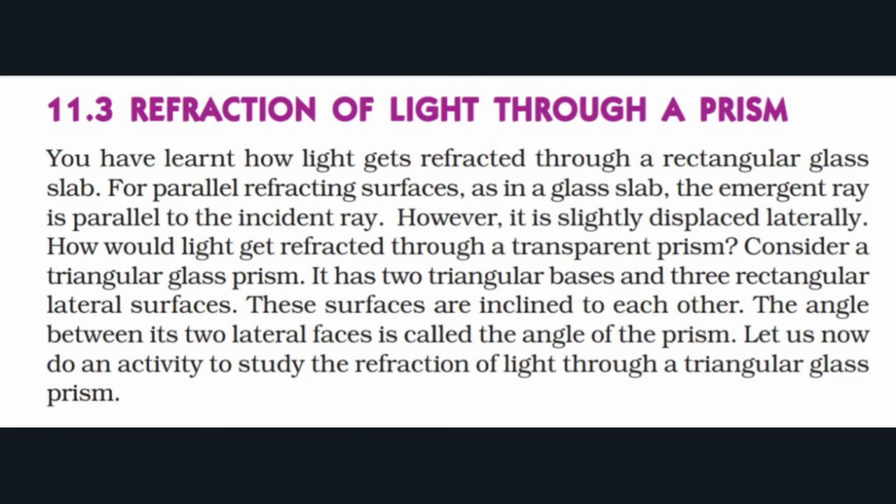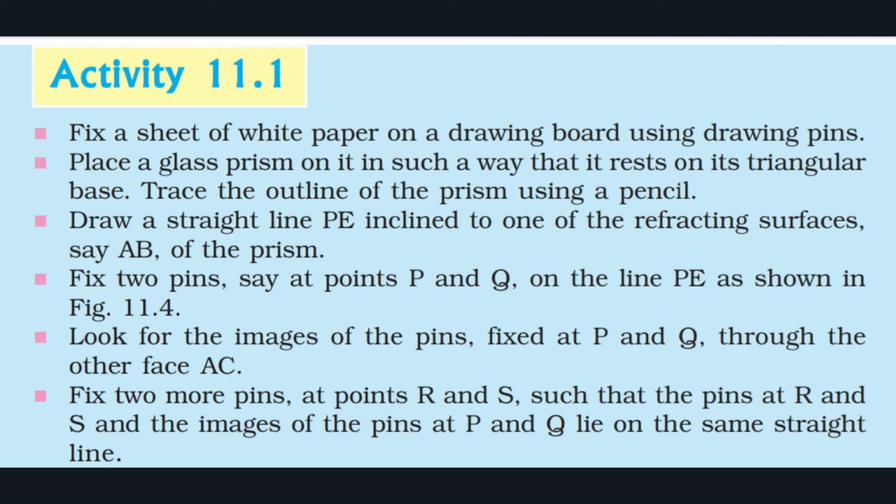Let us see here. Fix a sheet of white paper on a drawing board using drawing pins. Place a glass prism on it in such a way that it rests on its triangular base. Trace the outline of the prism using a pencil. Draw a straight line PE inclined to one of the refracting surfaces, say AB, of the prism.